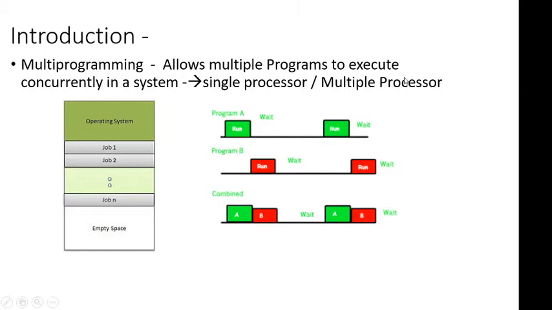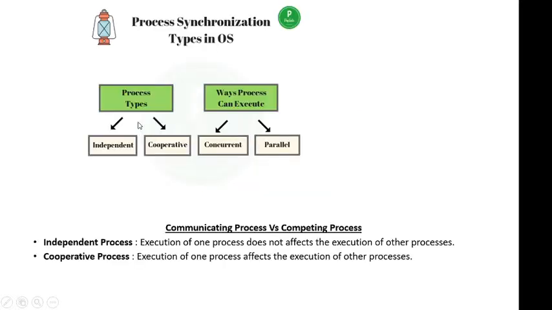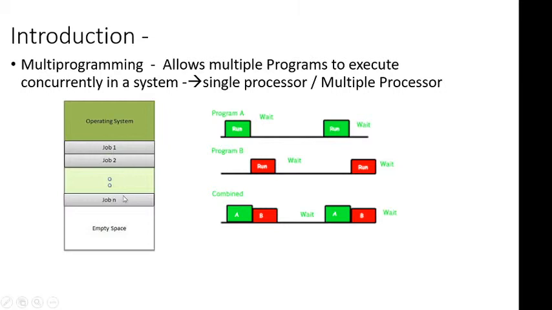In a multiprocessor system, it's true parallelism. So we know now that when there are multiple programs in the memory, then it is called multiprogramming. Now, when you do multiprogramming, so many processes are in the memory, like here. Many processes are in the memory.